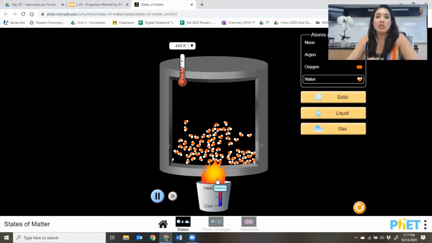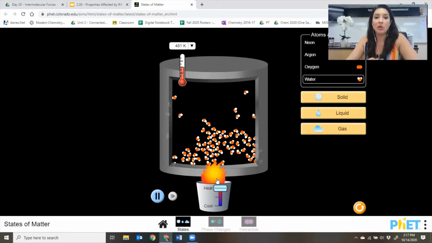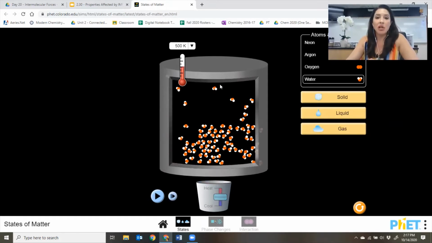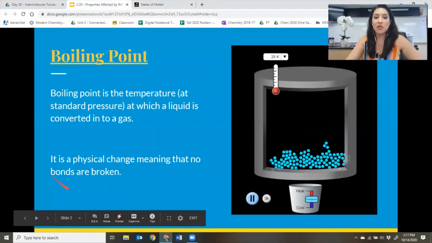But what's important to understand is there's no bonds being broken or formed here. If I pause, each of these little individual molecules of water is still a water molecule. So this is an example of a physical change. We're not breaking the bonds between hydrogen and oxygen to form hydrogen gas and oxygen gas. We're just taking the individual molecules of water and separating them from one another. So physical change, no bonds are being broken or formed.